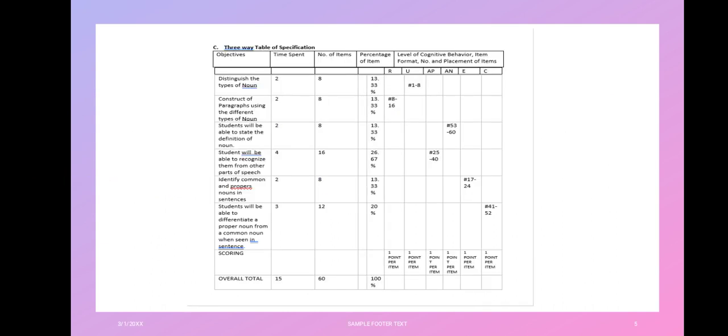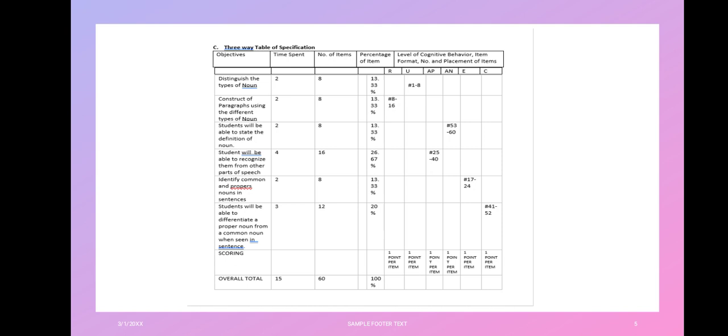So, I have here a three-way table of specification. It has the objectives, time spent, number of items, percentage of items, and the revised Bloom's taxonomy levels of cognitive behavior, which are remembering, understanding, applying, analyzing, evaluating, and creating.